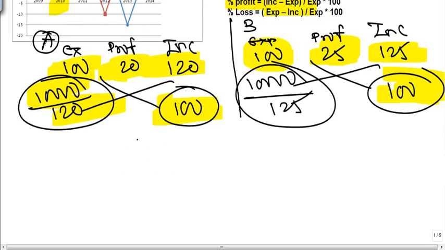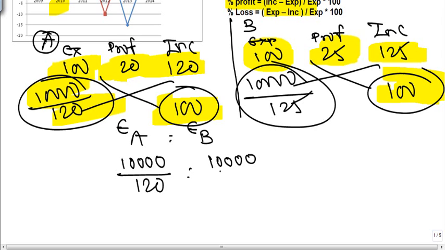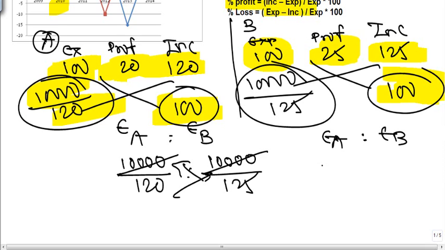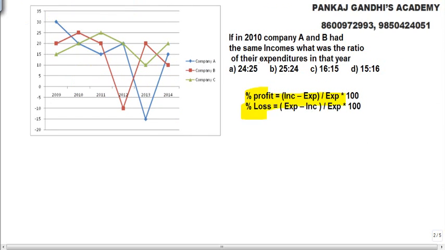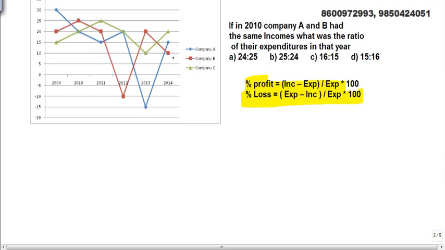So what is the ratio of the expenditure of A to the expenditure of B? What do we get? This thing gets cancelled, this goes to this side. So the ratio of expenditure of A to B is 25 is to 24. The long cut was always there. This is the shortcut we use. Filling in the formula is what many average people try to do, but they never pass the exams.